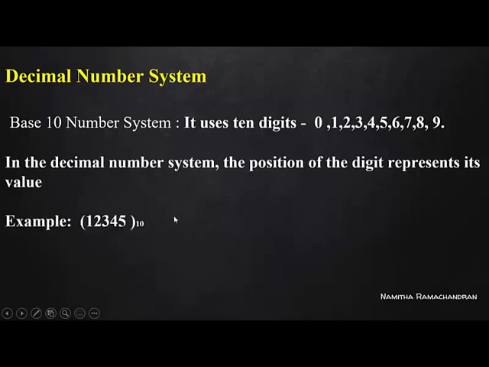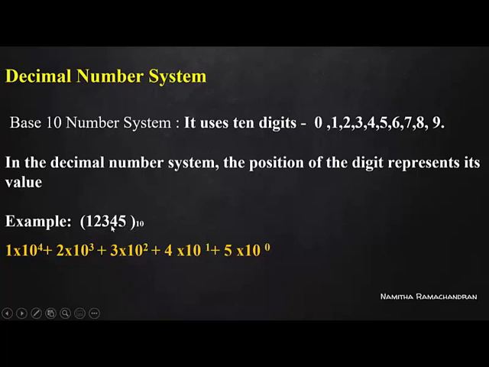Consider one example. Here is a number represented in decimal form: 1, 2, 3, 4, 5. The position of the digit represents its actual value. What does that mean? This 5 is present in the unit position, so the value of this 5 is 5 into 10 to the power 0, which means 5 is present in the unit position. This is the value of the 5 in this particular number.